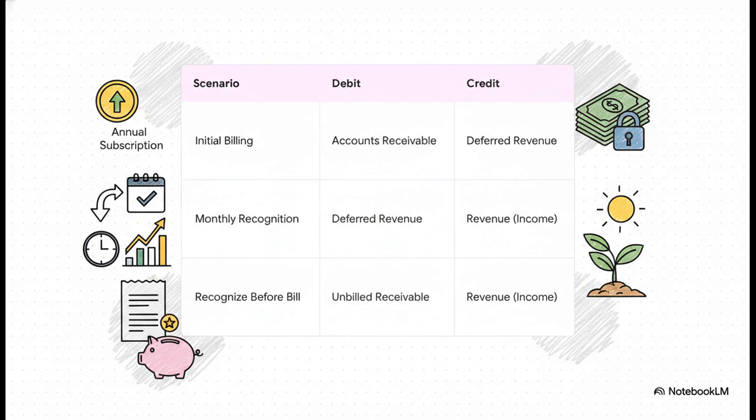Okay, let's talk debits and credits. When you first bill a customer for that yearly subscription, ARM debits your accounts receivable and credits a liability account called deferred revenue. Just think of that as revenue we haven't earned yet. Then, like clockwork each month, ARM creates a journal that debits deferred revenue and credits your actual revenue account on the income statement. It's systematically moving the money from the balance sheet to the P&L as you earn it. It even handles the reverse, where you earn revenue before you can bill for it, using an asset account called unbilled receivable. ARM manages this whole dance for you.